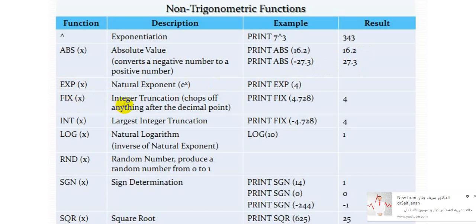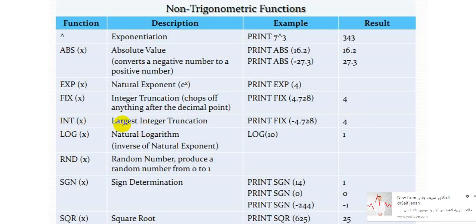Fix(x), integer truncation. Chop off anything after the decimal point. Print fix 4.728 gives 4. What you approximate here is integer truncation: we chop off any matter after the decimal point. This is the matter after the decimal point, the 728, we chop off this 728 and keep 4 on. Keep 4, as you can see in front of you.